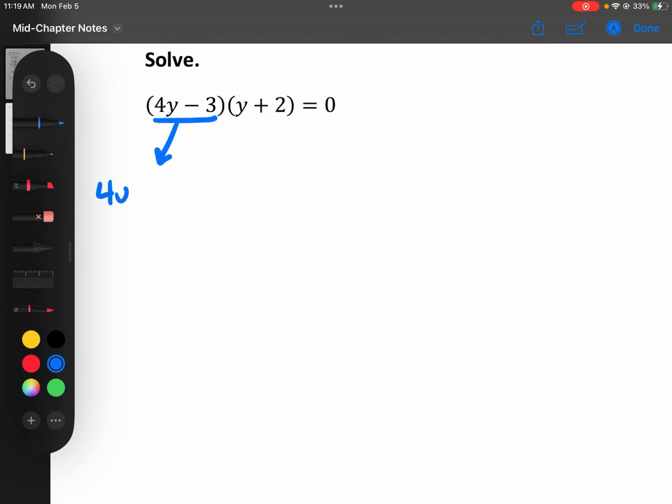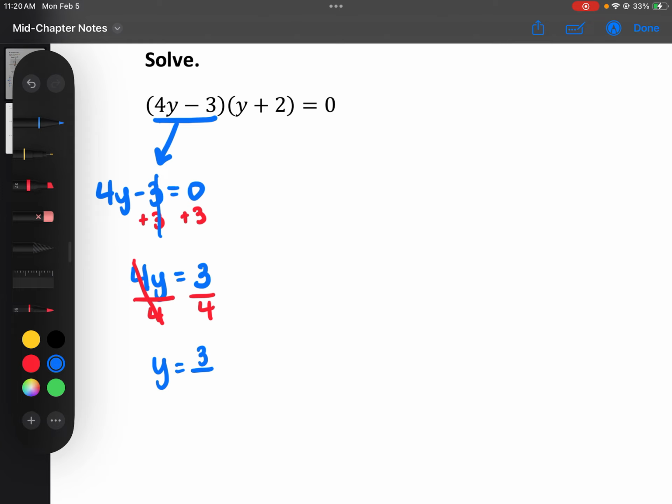So I'm going to go ahead and rewrite 4y minus 3 equals 0, and then I will solve for y. To solve, I will add 3 to both sides. So I have 4y is equal to positive 3, because the 3's cancel each other out here. And then I will divide both sides by 4 to get rid of this 4. So I have y is equal to 3 over 4 for our first answer.